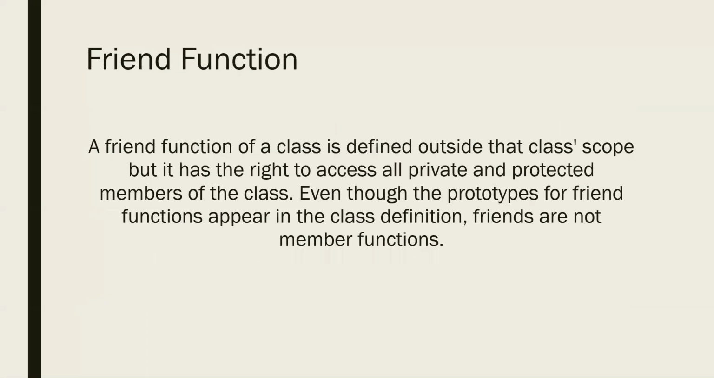A friend function of a class is defined outside that class's scope, but it has the right to access all private and protected members of the class. Even though the prototypes for friend functions appear in the class definition, friends are not member functions.